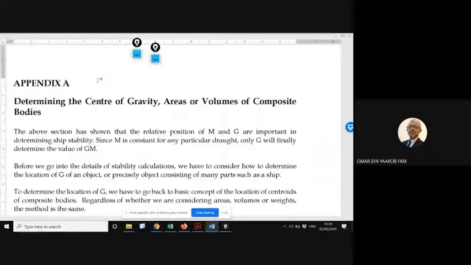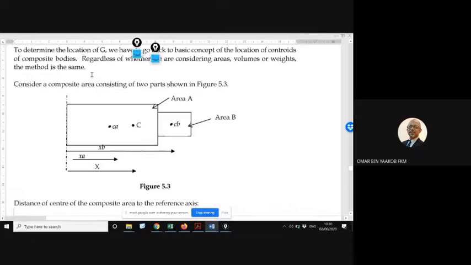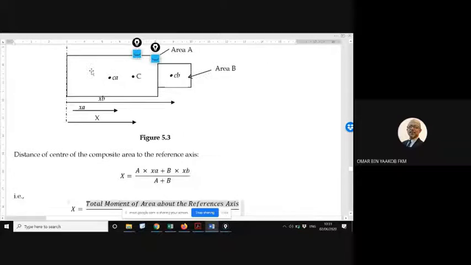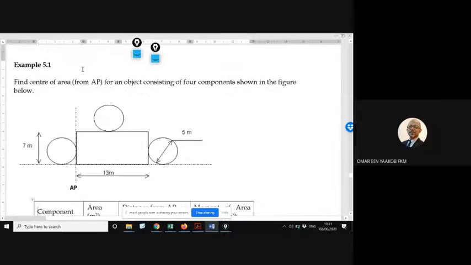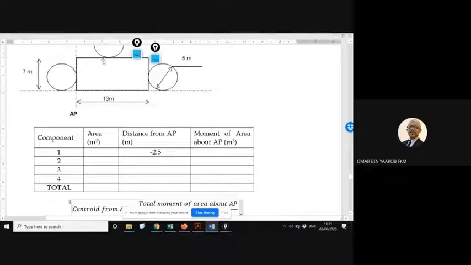So this is the basic idea. If you have an area or volume or weights and you want to find the composite body, you add the moments together and you can get the center of gravity. So you use a table like this. That's the basic formula, but you use a table like this. For example, you have this. These are the areas: area 1, area 2, area 3.